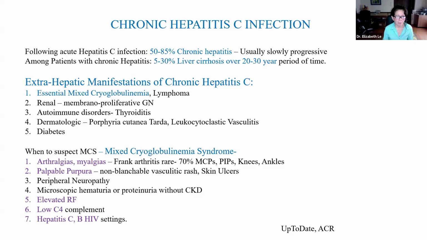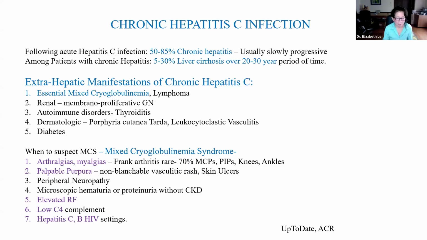20 to 30 years. For extrahepatic manifestations of chronic hepatitis C, number one is essential mixed cryoglobulinemia and lymphoma, or you have renal problems, autoimmune disease like thyroiditis, dermatologic problems like PCT, porphyria cutanea tarda, leukocytoclastic vasculitis, diabetes. And so you ask yourself, when do I suspect MCS, which is mixed cryoglobulinemia syndrome, a very common manifestation of chronic hepatitis C?